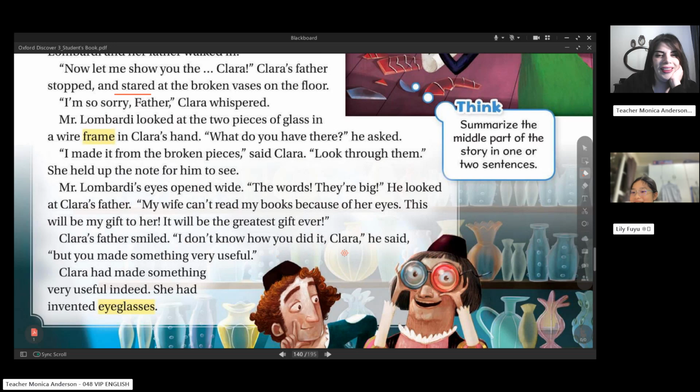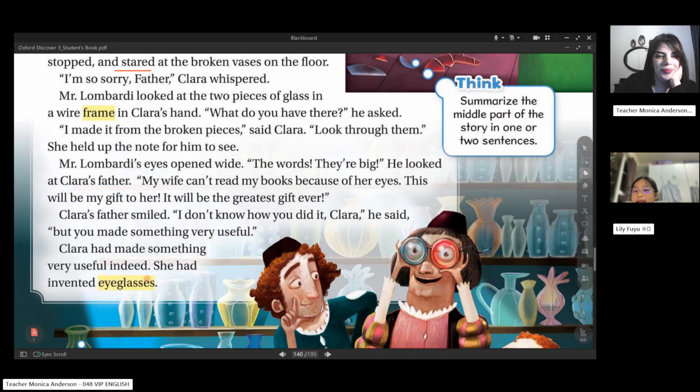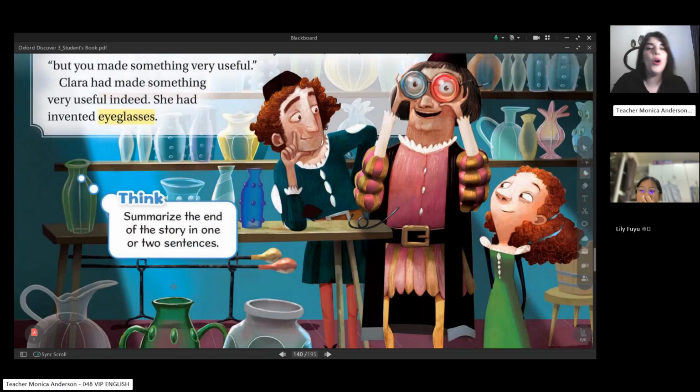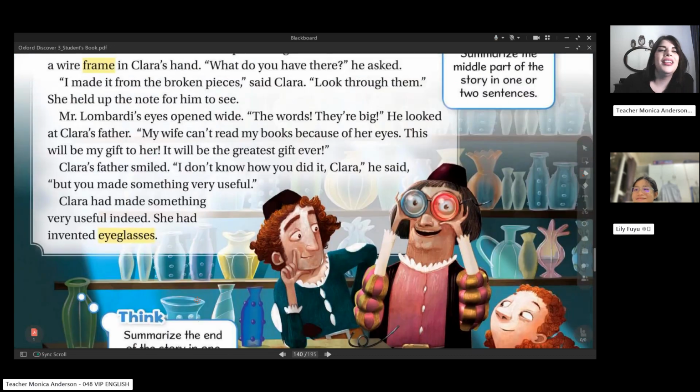But the glass is so idiotic. Clara's father smiled. "You don't know how you did it. Clara," he said, "but you made something very useful. Clara has made something very useful. She has invented eyeglasses." Oh, eyeglasses. But Lamborghini is so ugly.